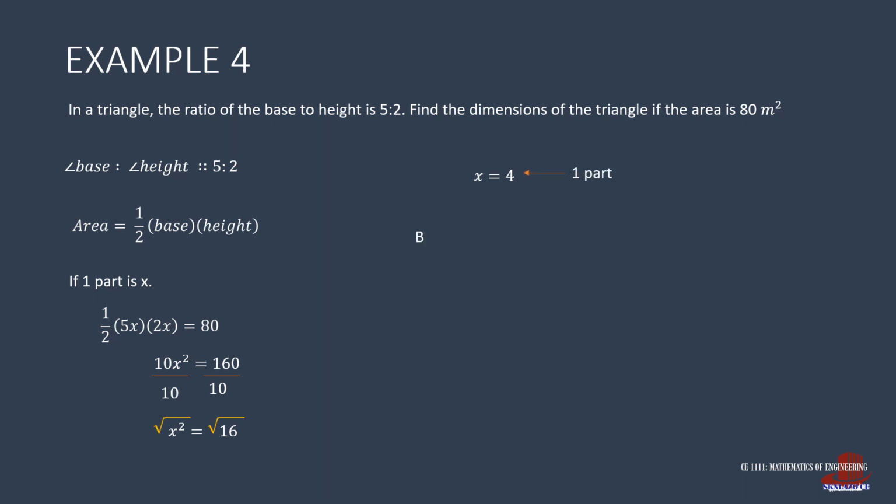Identifying what one part is, we can then solve for the base as 5x, which is 5 times 4 meters, or that is 20 meters. The height is solved the same way. It is 2x, or 2 times 4 meters, resulting to 8 meters.